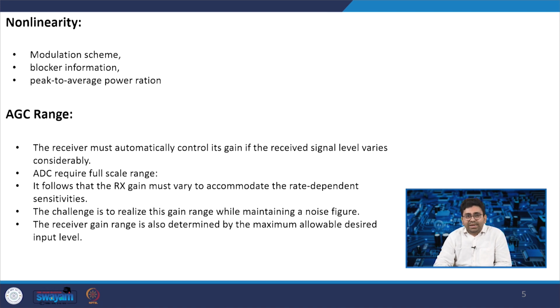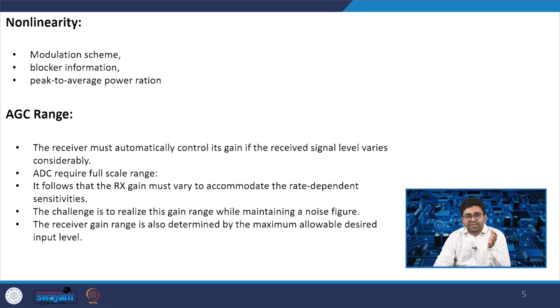Then AGC range, automatic gain control range. The receiver must automatically control its gain if the received signal level varies considerably. While discussing the receiver architecture, we already understood the three goals of receiver design, and one of the goals is to have variability in the gain. So that is also very important while designing a moving receiver, because if you are near to the base station or far from the base station, the power level that you are receiving will vary.